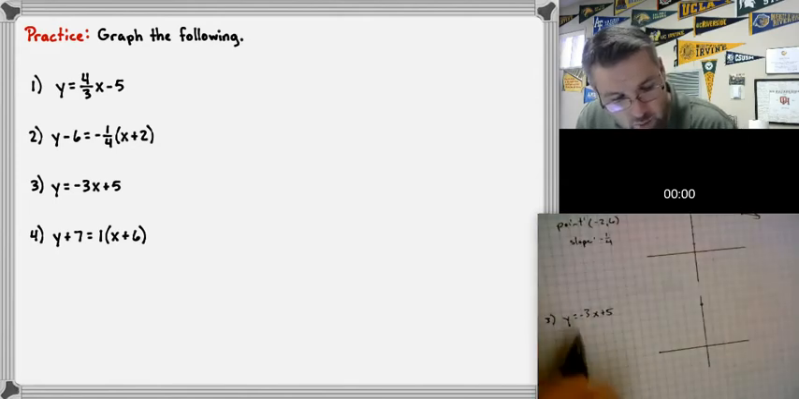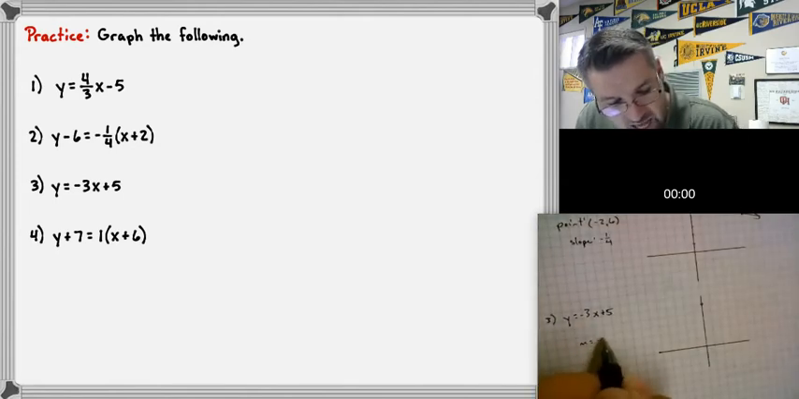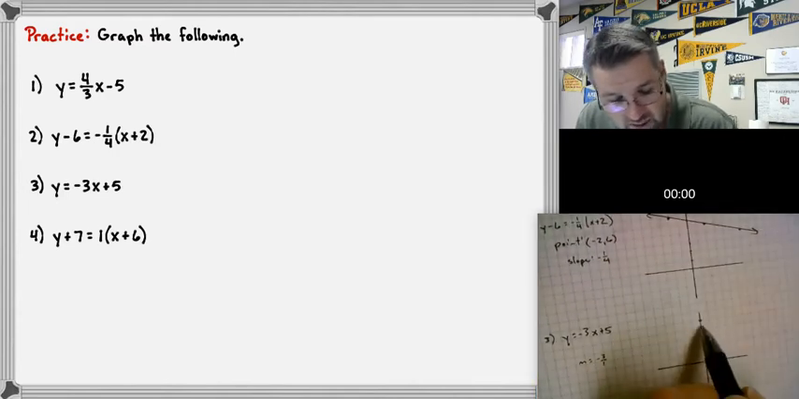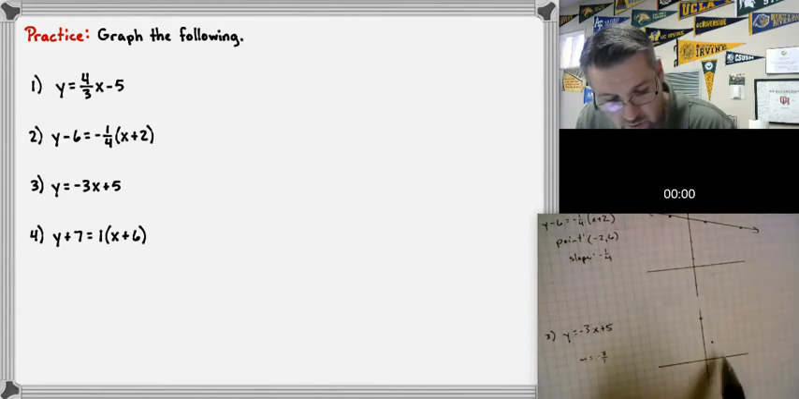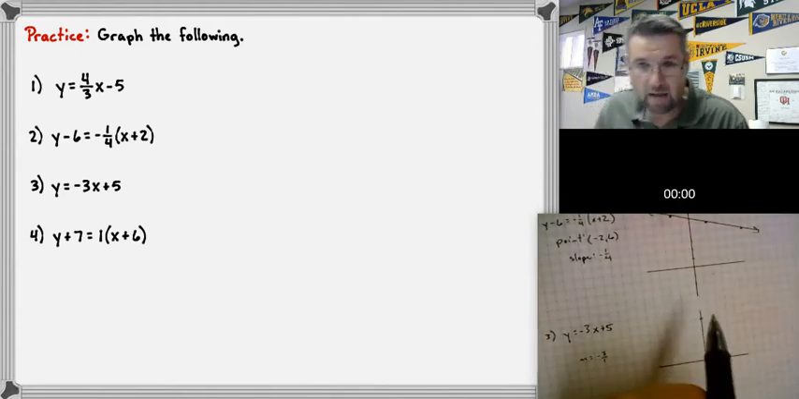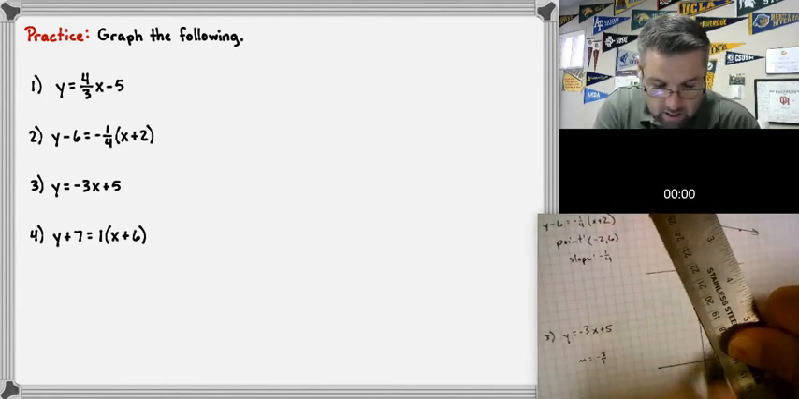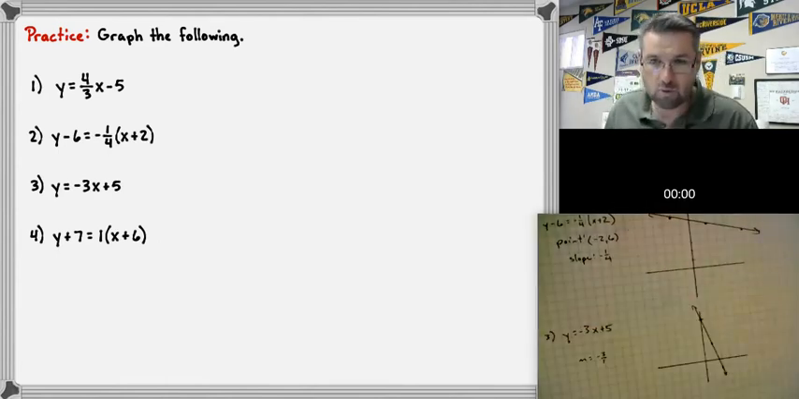Okay, so the slope is, maybe I should write it down, negative 3, but remember we write it as negative 3 over 1, which means we're going to go down 3 and right 1. Down 3 and right 1 until we run out of room. Or we could go up 3 and back 1, but that's off my graph, so I'm not going to do that. And then connect the dots, and you have your line.